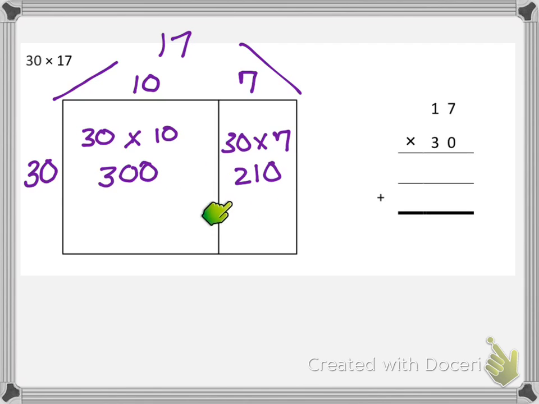We need to take this partial product and bring it over here. So this becomes 210. Then we do the same thing for the 300. We take this one and bring it over here because it's our second partial product. We get 210 plus 300 equals 510. So the product of 30 times 17 is 510.